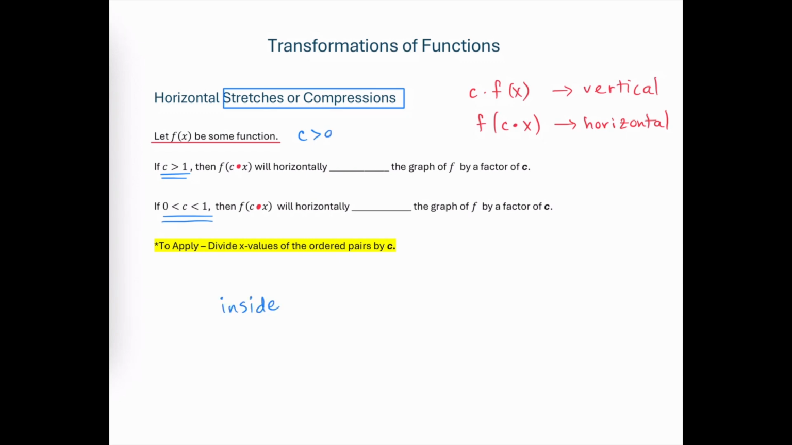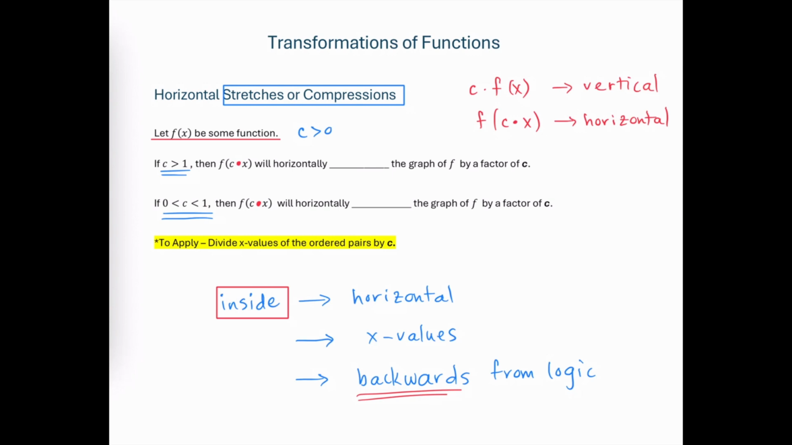And just like with horizontal shifts, they result in some algebraic action that was taken on the inside of the function. They're applied by affecting the x values or the x coordinates of ordered pairs. And the way that we affect those x values is going to be backwards from what might look logical. So while this might be a little annoying, it is at least consistent among all transformations that are horizontal.